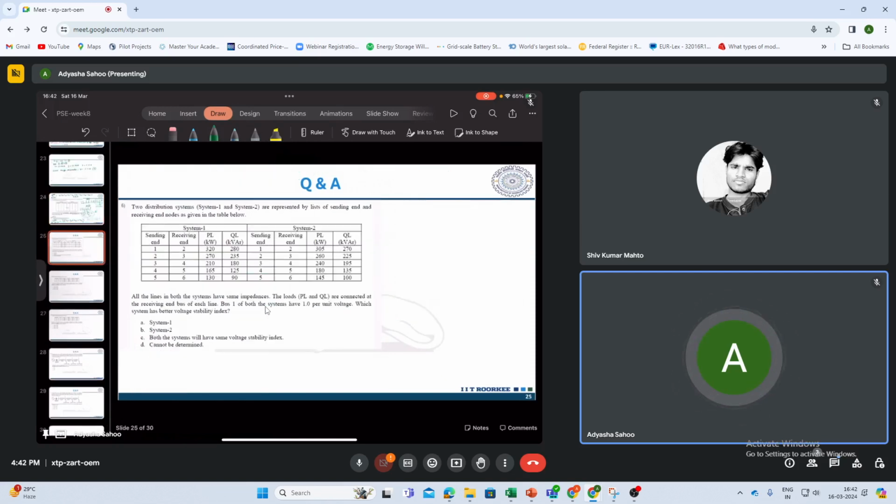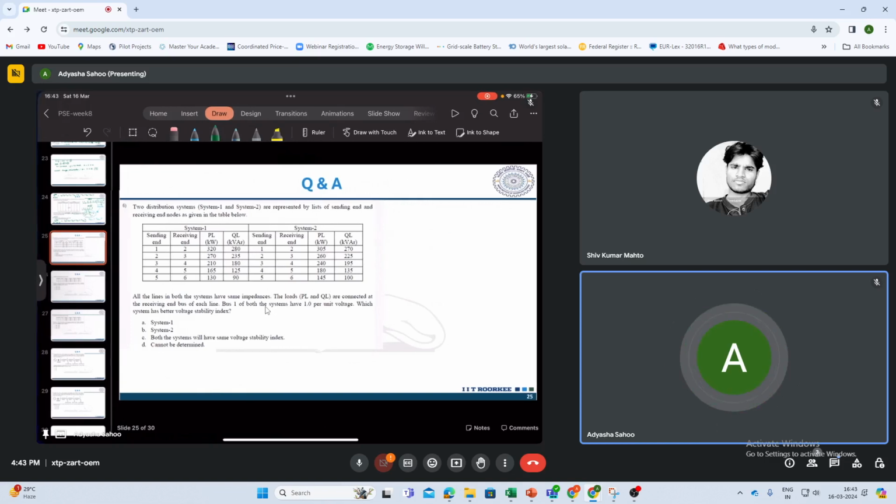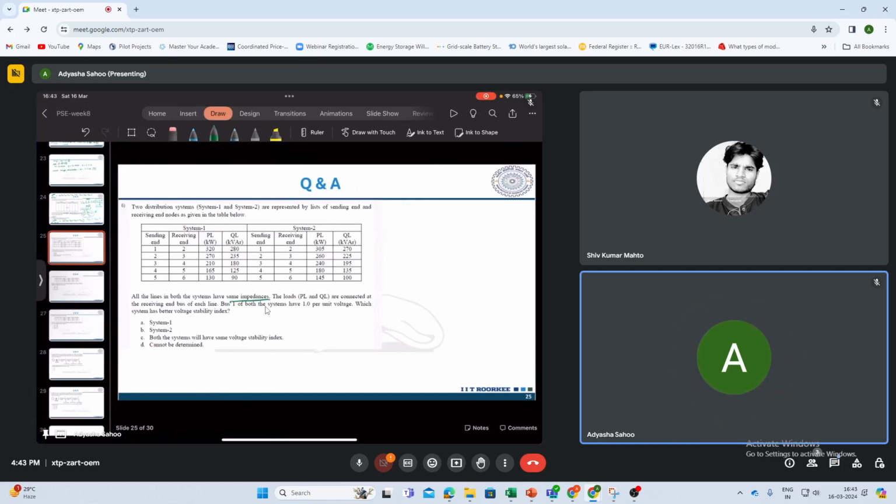Now next question. So two distribution systems, again sending and receiving ends are given. Lines have the same impedance. Loads are connected. Voltage is 1 per unit. Okay. So now you can see the connection is the same, right? For this 1,2, 2,3, 3,4, 4,5. So the topology is the same, but the loads are different, right?